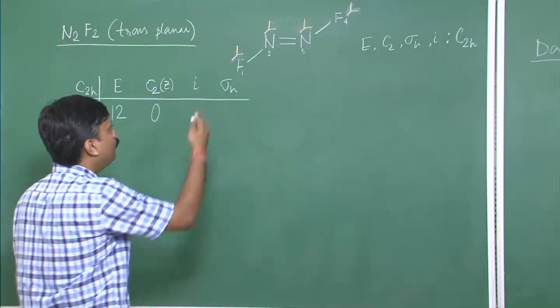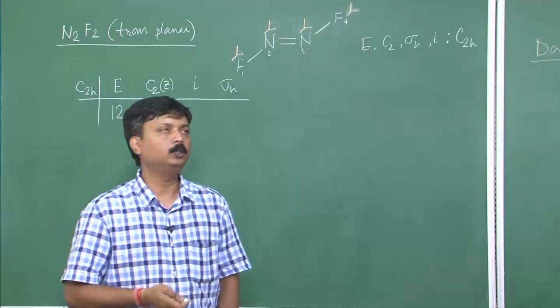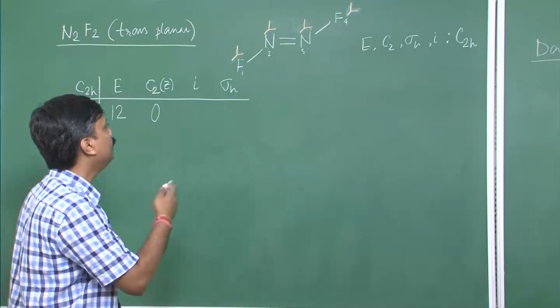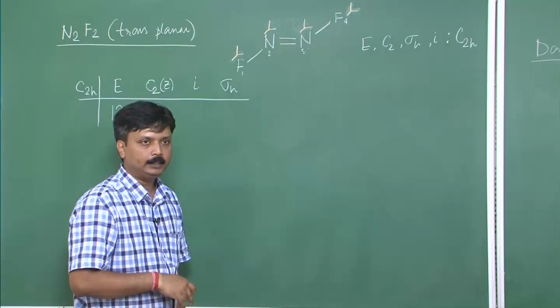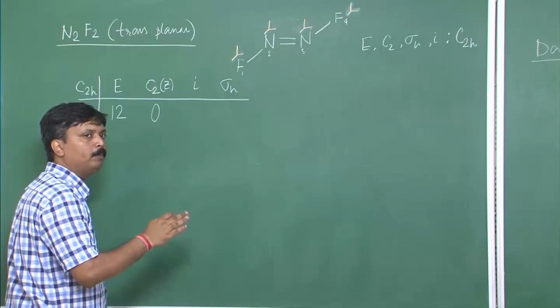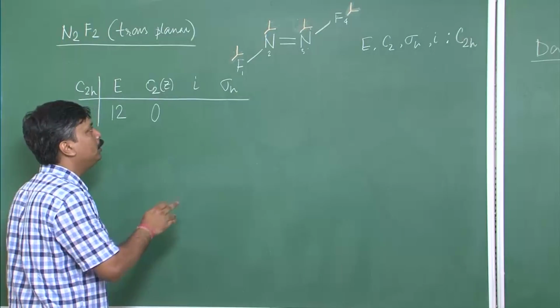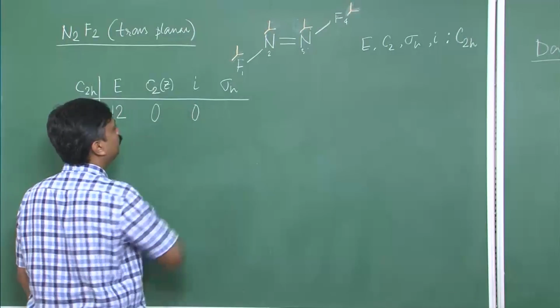Now, if you know about the C2, then I does pretty much the same thing. It will interchange all the atoms, like 1 and 4 will interchange their places, 2 and 3 will interchange their places. Therefore the overall contribution coming from any unshifted atom in this molecule by the operation I is 0. So the character is 0.